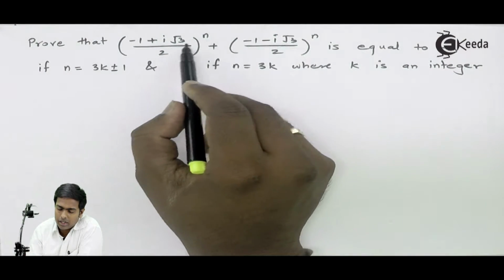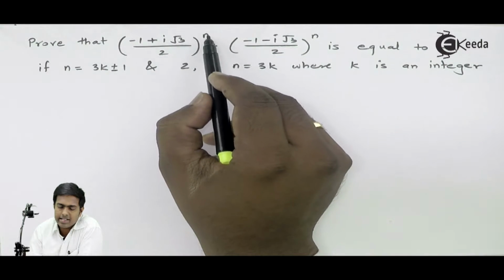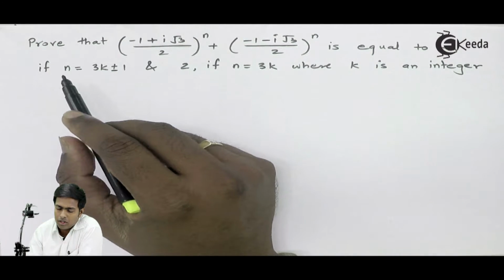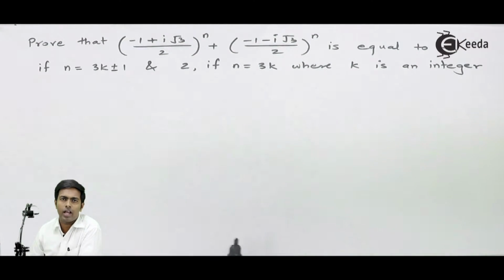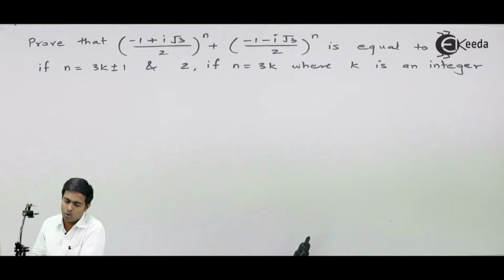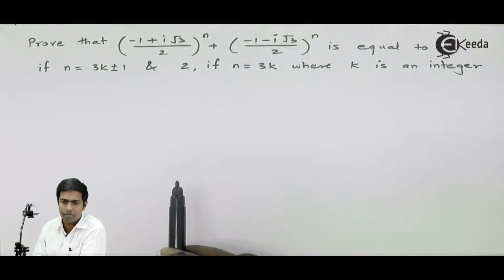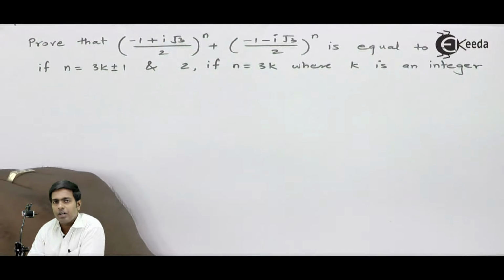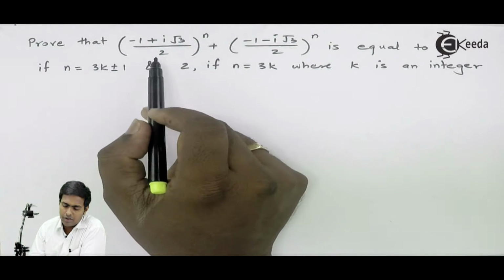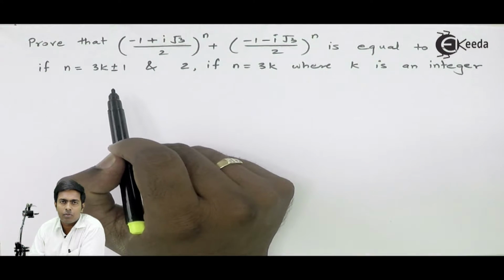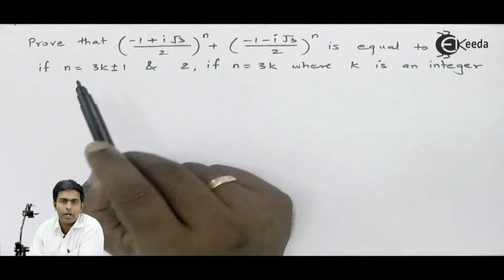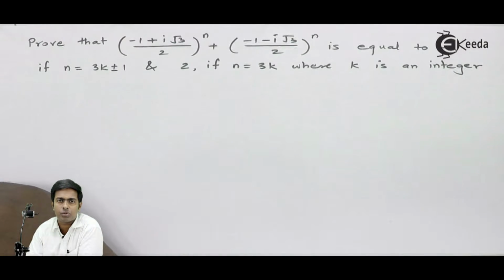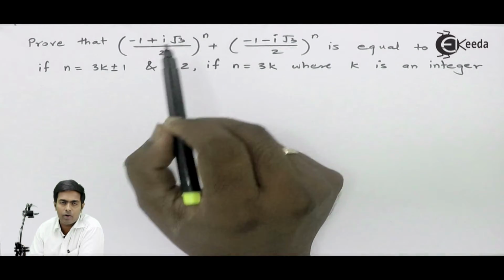Now here in the first term power n is asked. We all know that to find out the power of any complex number we have de Moivre's theorem. So if we want to use de Moivre's theorem to find out the power, then we want the complex number in polar form, right? Now here the complex number is given in Cartesian form. So our first work is to convert this Cartesian form of the complex number into polar form, and then we will find the power n.